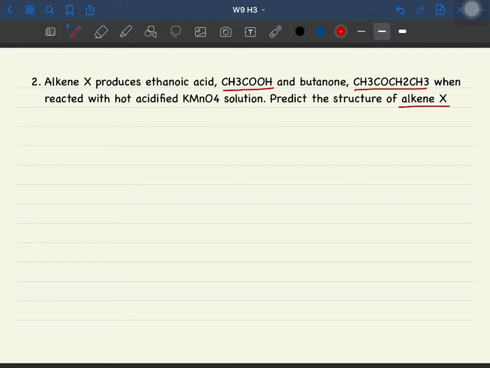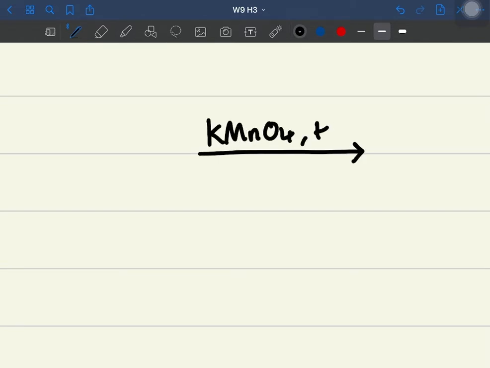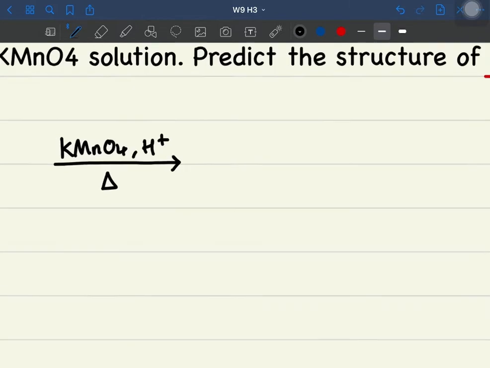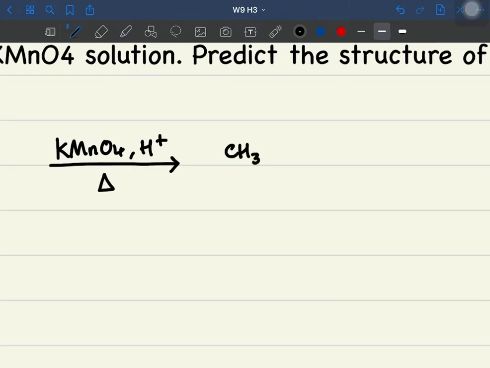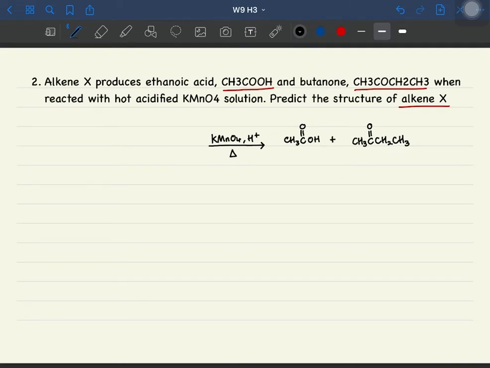So we have done these reactions earlier in the previous questions, where we have the KMnO4, H plus and also heat to form this kind of product. So we have CH3 C double bond O OH. So this is our ethanoic acid together with the butanone. So we have CH3 C double bond O CH2 CH3. So simply follow the structural formula given in the question.